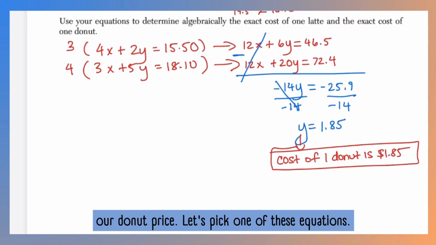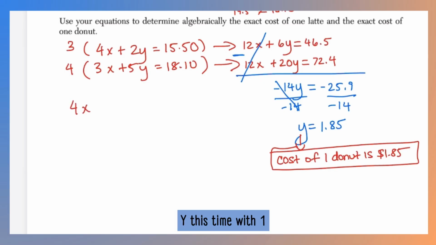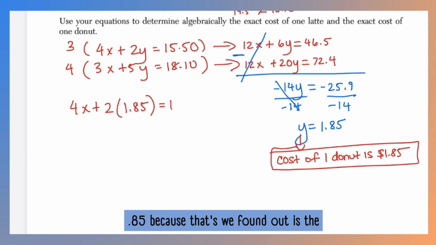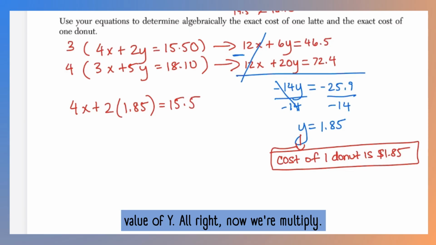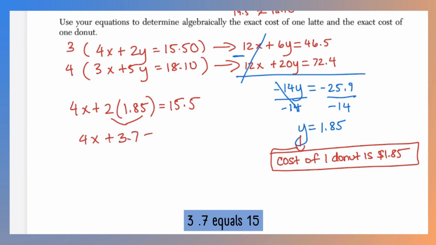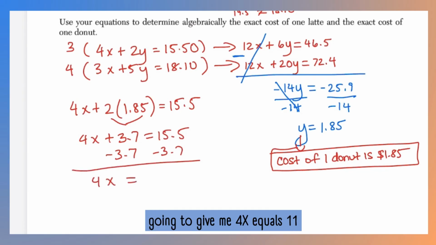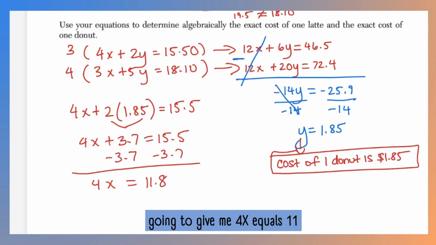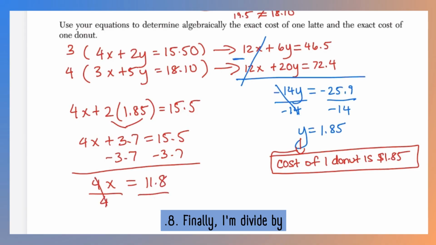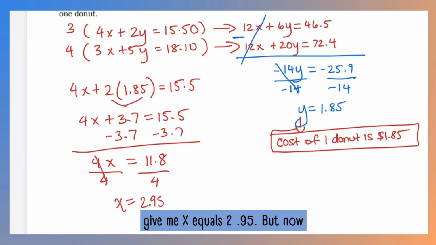So let's take our donut price. Let's pick one of these equations. It doesn't matter which one. And we're going to replace y this time with 185 because that's what we found out is the value of y. All right, now we're going to multiply. It's going to give me 4x plus 3.7 equals 15.5. I'm subtracting 3.7 from both sides. That's going to give me 4x equals 11.8. Finally, I'm going to divide by 4 on both sides. And that's going to give me x equals 2.95.